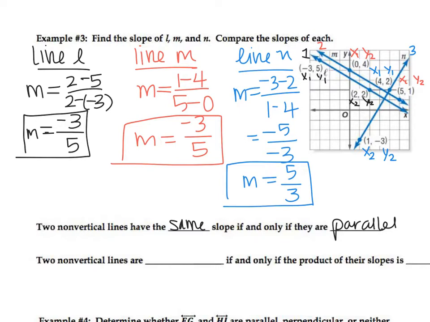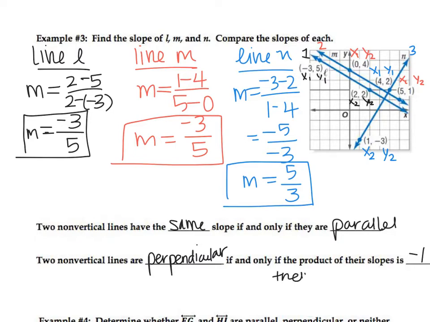Now comparing lines L and M, their slopes to the slope of line N, I notice that they are opposite reciprocals. So what that means is they have opposite signs. So L and M have negative slopes while N is positive. Reciprocals means they're flips. So if I flip 3/5, I get 5/3. So two non-vertical lines are perpendicular if and only if the product of their slopes is -1. You can also think of it as if and only if their slopes are opposite reciprocals.